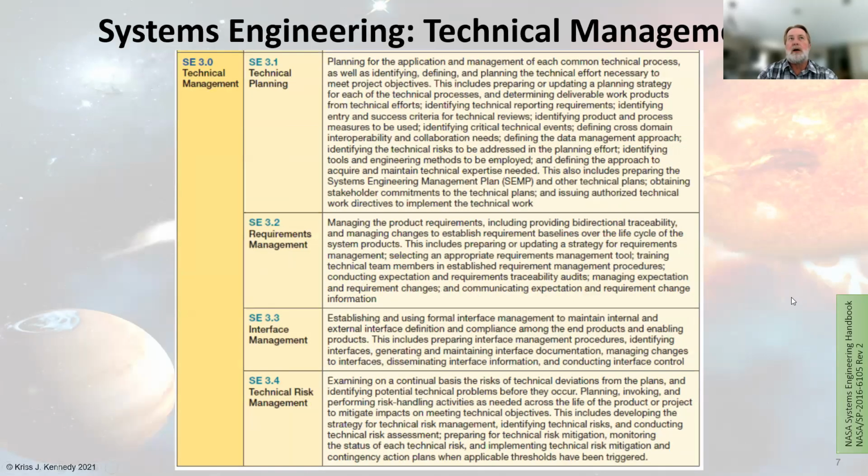Then another part of this is technical management. So we were just talking really mostly about the design, development, integration, testing, and use of a product. But in parallel with all that, you have the technical management that parallels those activities, from the technical planning, requirements management, interface management, and technical risk management.